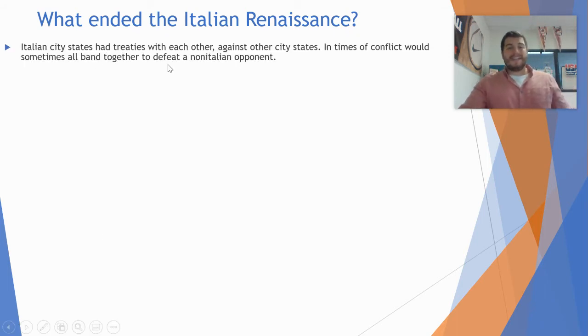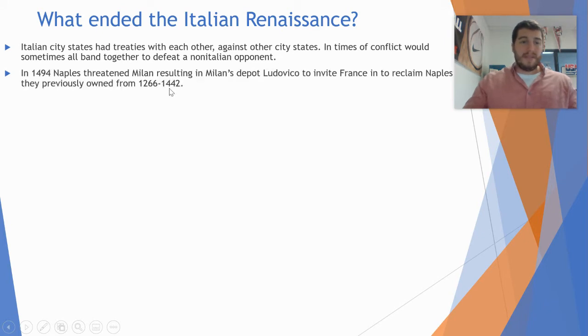So Italian city-states had treaties with each other against other city-states in times of conflict. Sometimes they would all band together to defeat a non-Italian opponent like France or Spain or the Ottomans or something like that. So no, Italy is not one country. It's divided up into a bunch of different city-states. Sometimes they're fighting against each other. Sometimes they're allies, whatever helps them out in that particular war conflict. You don't need to know the conflicts of these at this time.